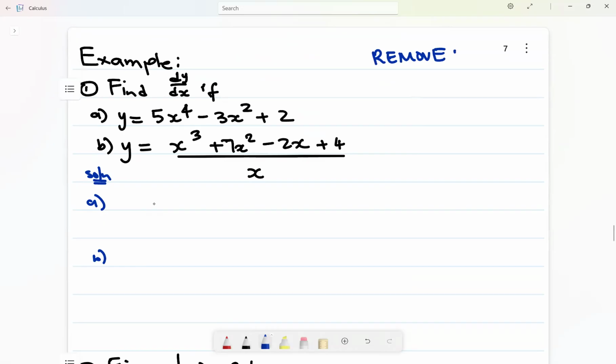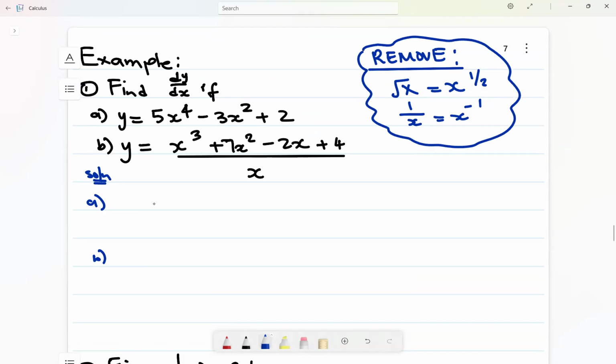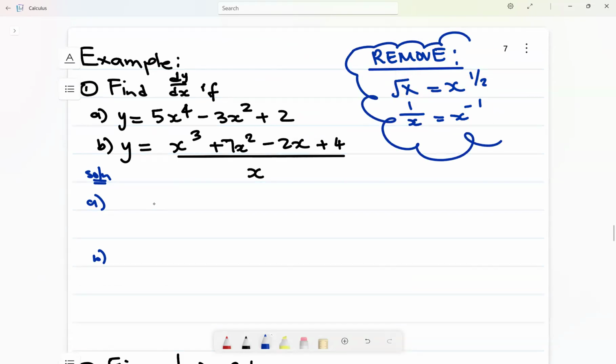before you can differentiate, make sure you convert the square root to this notation. Then the denominator, you change it to x to the power of minus 1, like that. Okay? Before you differentiate, you want to make sure you do not have these. Good.